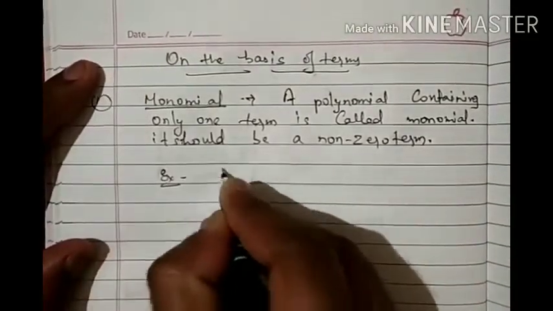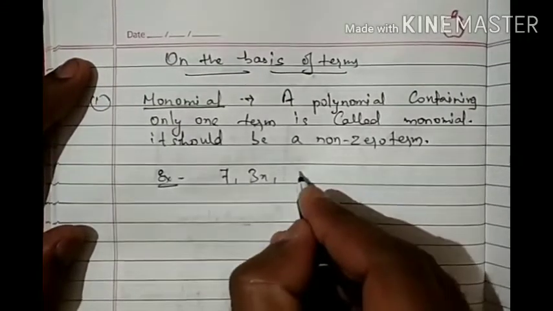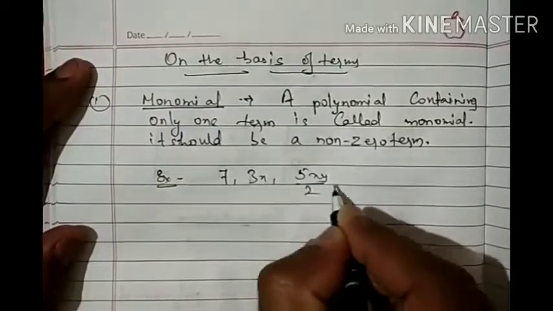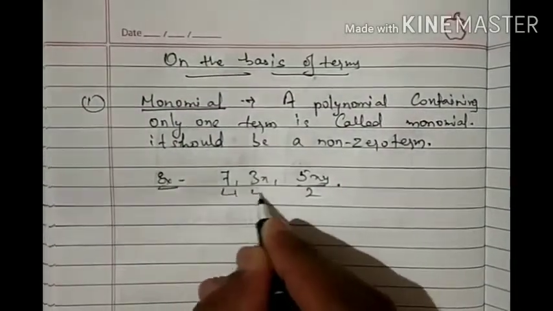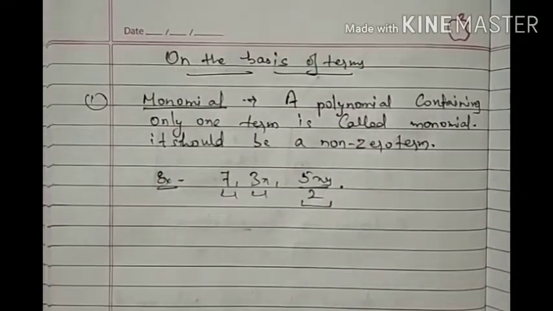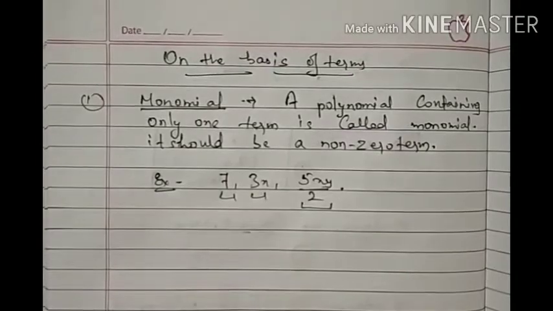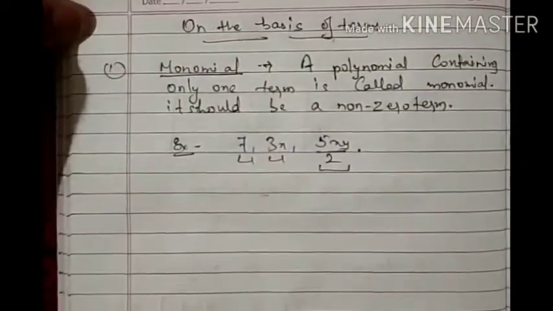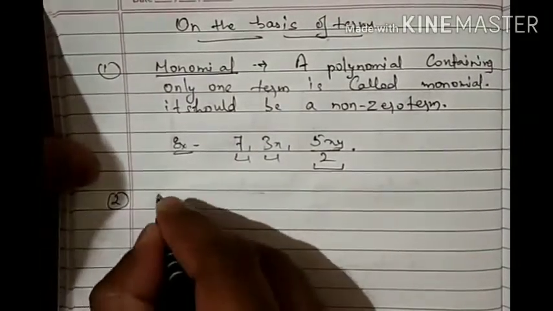Example: 7, 3x, 5xy by 2. These are all examples of monomials because they all have only one term. They are not connected by any sign, that is plus, minus, multiply or divide. They only have one term, so it is a monomial. Let's move on to the second, that is binomial.